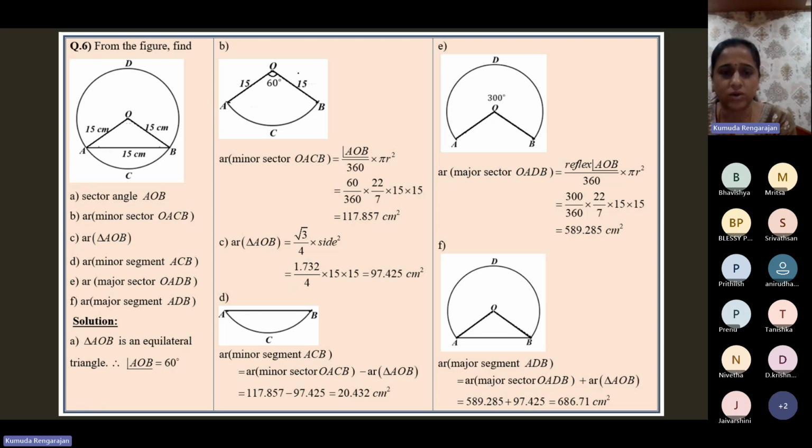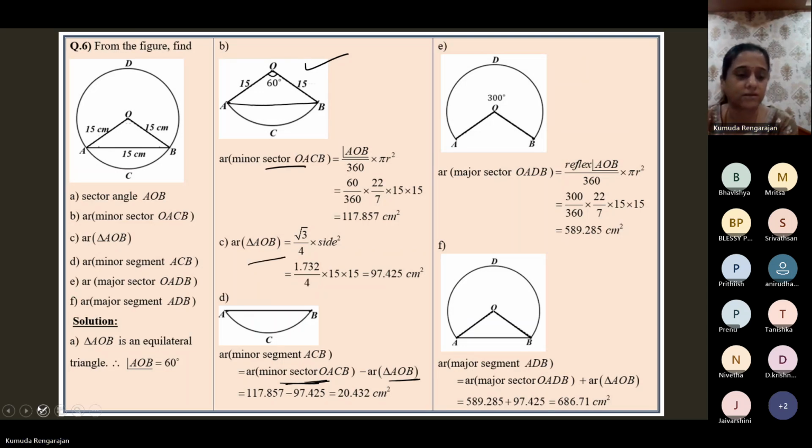This is the minor sector. What you see here is a minor sector. It's made up of two figures, equilateral triangle and minor segment. So from the area of the sector, if you take away the area of the triangle, you can find the area of the minor segment. So minor sector minus triangle is minor segment area.